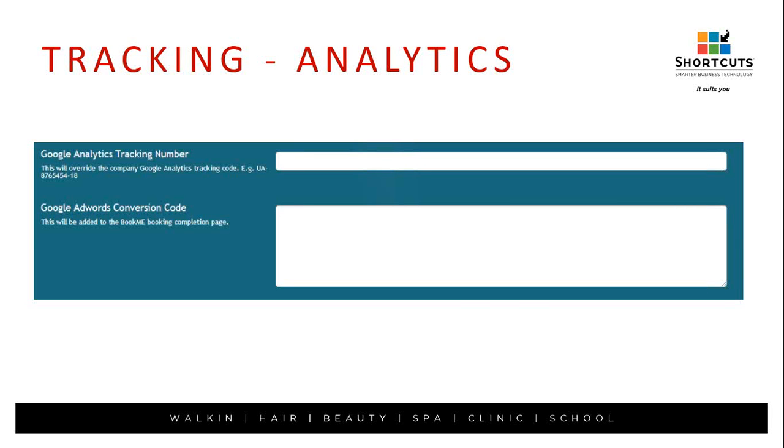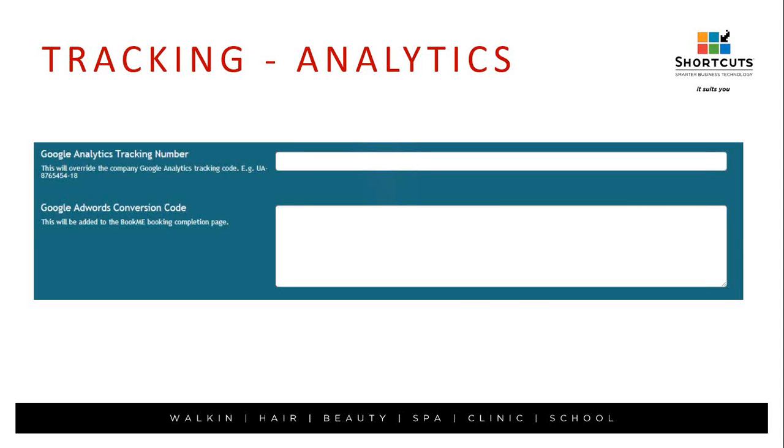This will then link your online booking to that analytics tracking, and you'll be able to see exactly where people are. It goes as far as what countries they're in, what internet providers, if they're on iPhones, if they're on laptops, etc. So there's a whole host of information that you can really drill down into if you wish to. The other one is the Google AdWords conversion code.